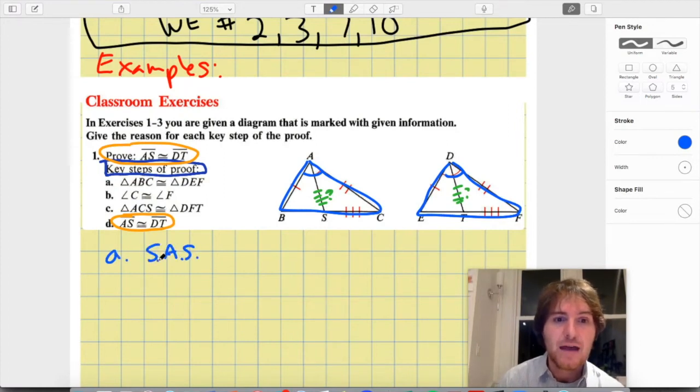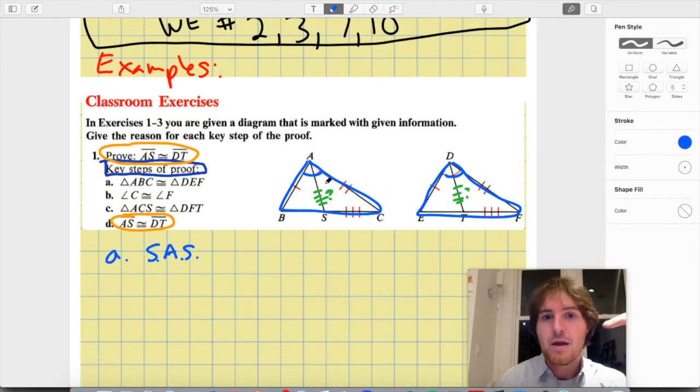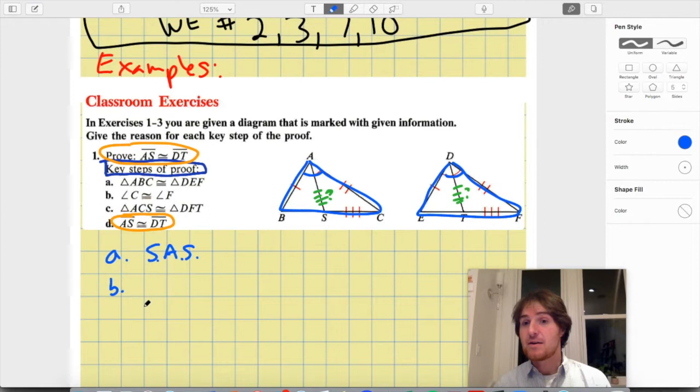Okay, so if you're proving that in a two column proof, you're going to have to say, I know this is true, this is true, this is true. Those three things are true as they're given, and then I know that the two triangles are congruent by SAS. But if you write a paragraph proof, you can say that a bit faster.